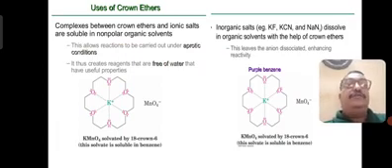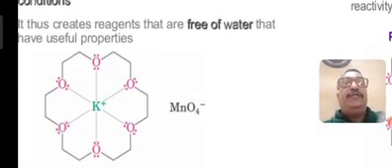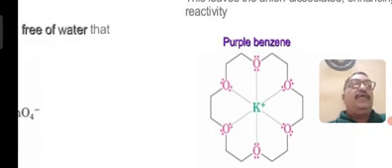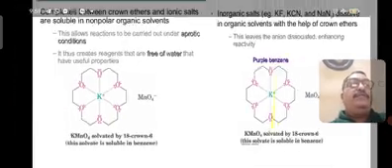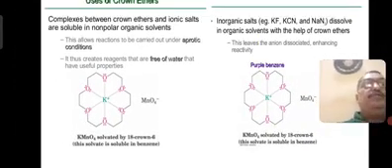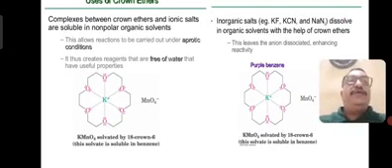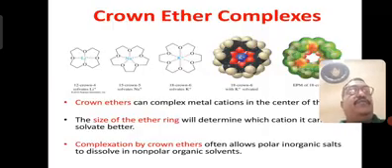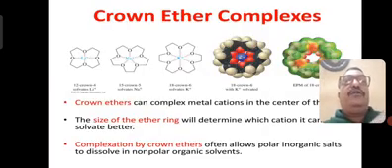Now, with these crown ethers, you can see potassium can be separated from KMnO4. Similarly, you can see the purple benzene-type ring with potassium at the center. These are some of the synthetic applications of crown ethers in the purification of inorganic ions. So crown ethers will look like this.